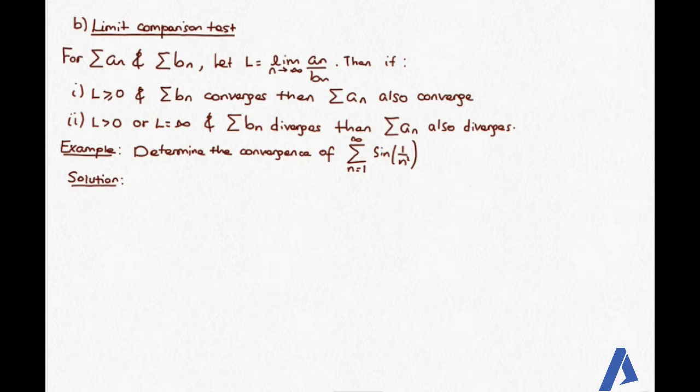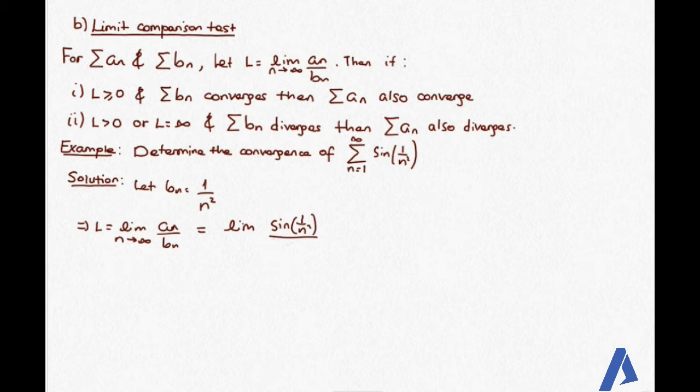ስለዚህ በዚህ መሰረት አንድ ኤግዛምፕል እናያለን። ስለዚህ እዚህ ጋር ትሪኩ ምንድነው? ለbn የምንሰጠው ቫልዩ ነው። ሊሚታችን ኢቫሉዌት ስናደርግ ሲምፕል እና ቀላልና ኮንስታንት ቁጥር እንዲመጣ አድርገን bnን ቹዝ ማድረግ አለብን። ስለዚህ in this case let bn is equal to 1 over n square. ስለዚህ በዚህ መሰረት L ማለት the limit of an over bn as n approaches to infinity ነው, which is equal to the limit of sine of 1 over n square over 1 over n square as n approaches to infinity.